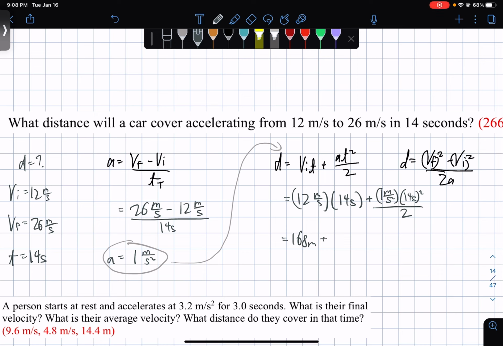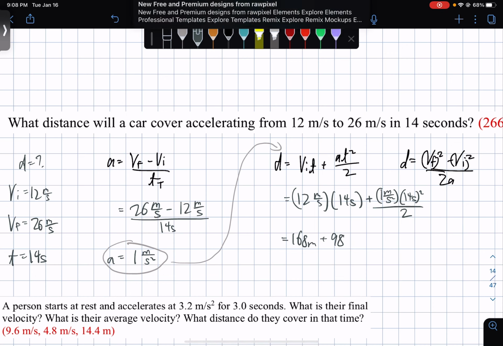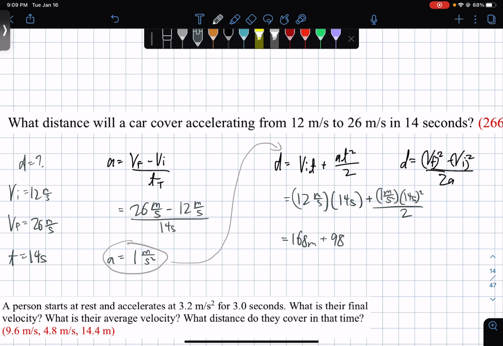So distance is in meters. 14 divided by 2, that's 7. Wait a minute. 14 raised to 2 is 196. 196 divided by 2 is 98. And don't forget the meters. We have 267 meters for the distance. Let's see if we can solve using the other formula.